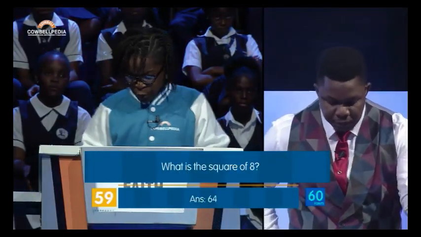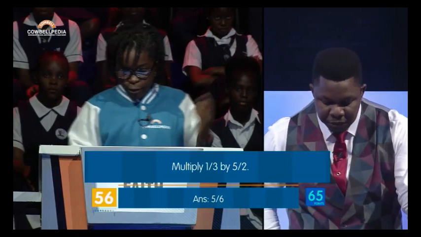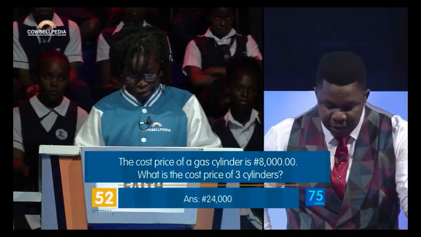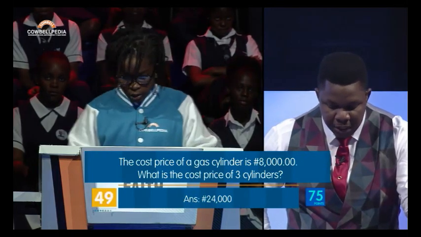What is the 64? Correct. Multiply 1 over 3 by 5. 5 over 6. Correct. What is or are the prime factors? Correct. The cost of price of a gas cylinder is 8,000. 24,000. Correct. What is the 7?